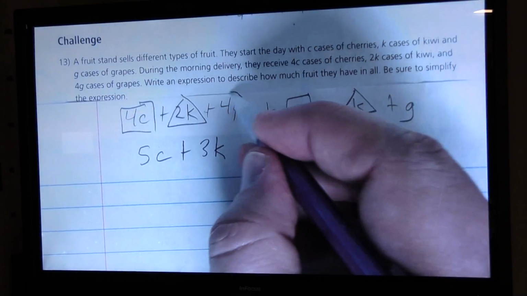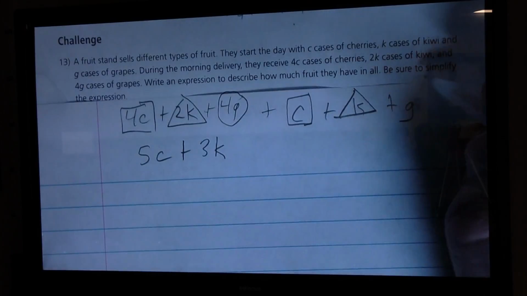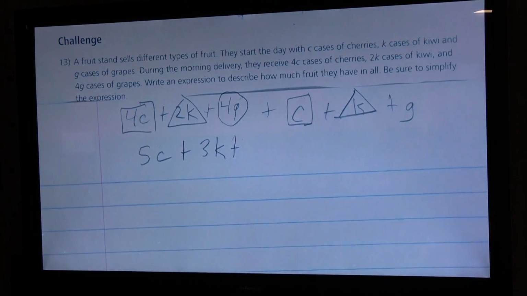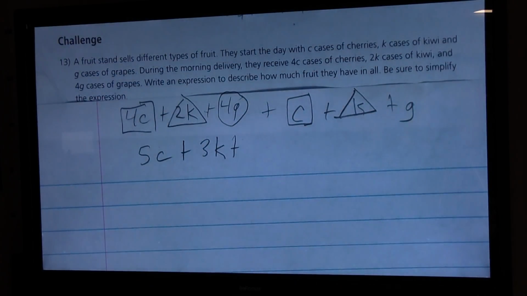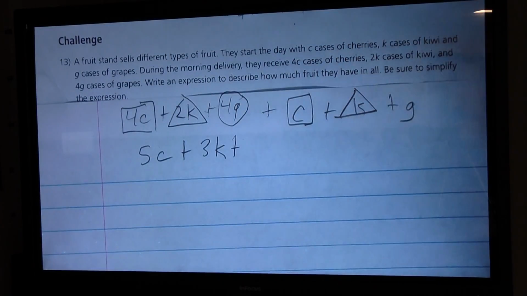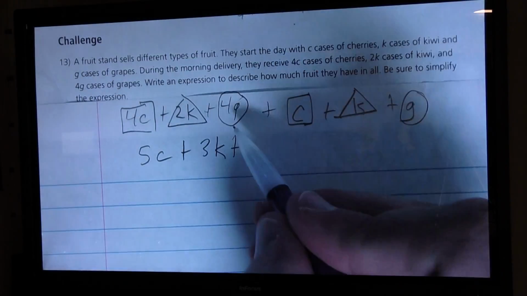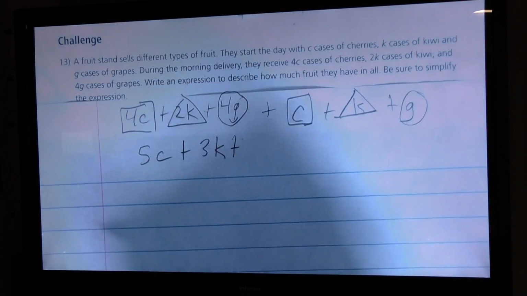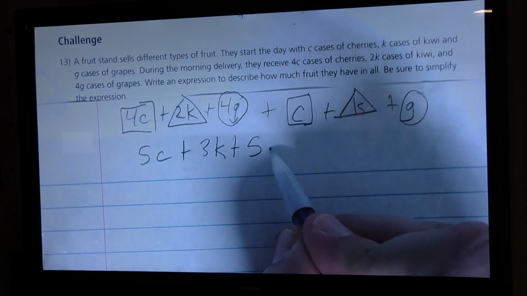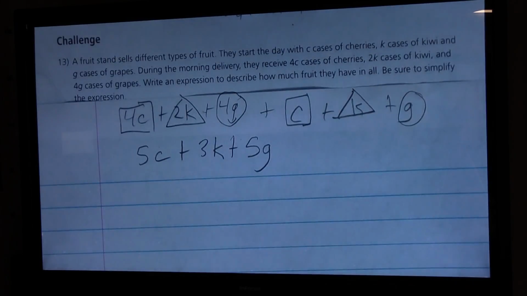And now I've got 4G here, and do I have any like terms to go with 4G? Alright, little Brandon. Yes, you do. Okay, where at? Here? Yep. Alright, so what am I going to get when I say 4G plus G? We get 5G. Can you tell us why? Because it is understood that the G has the coefficient of 1. There you go. So our simplified expression is how much fruit do they have in all? They have 5C plus 3K plus 5G.